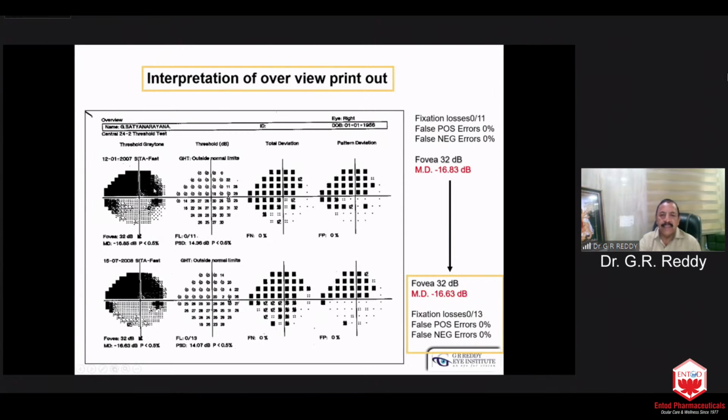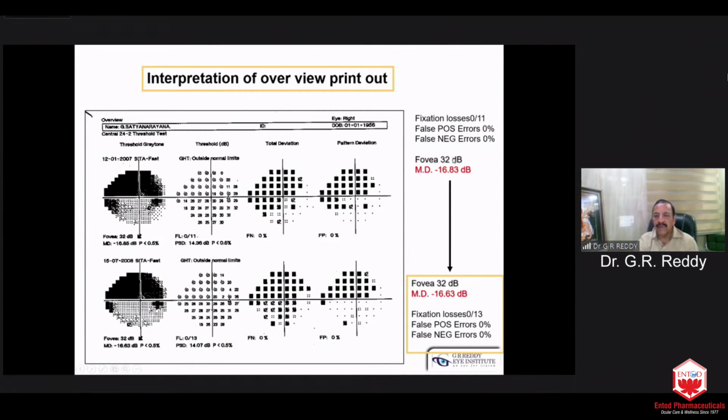Whenever the overview printout is there, you see the change in mean deviation. What is the mean deviation of this test? And the parameters must be the same. It must be theta fast and theta fast, 24-2 and 24-2. Because the mean deviation of 24-2 cannot be compared with the mean deviation of 30-2, because one is the average of 74 points and 24-2 is the average of 54 points. The 2 points on the blind spot will not be considered.